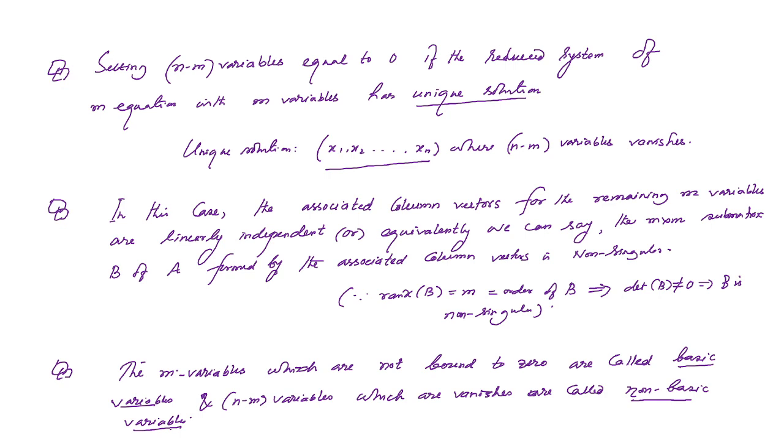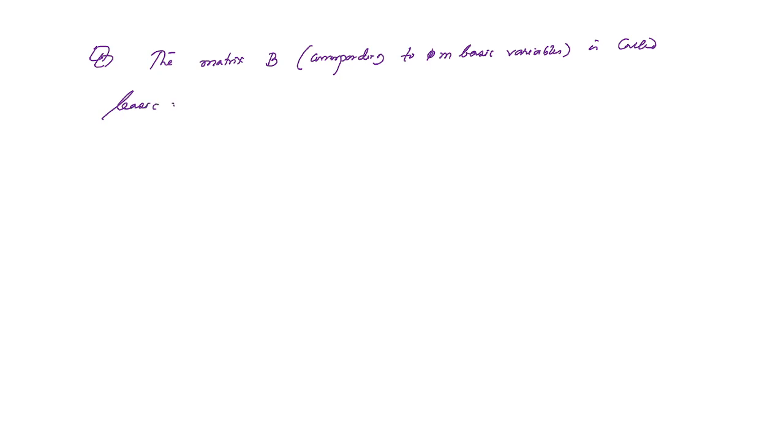Now, the matrix B corresponding to the basic variables is called the basic matrix. The matrix B corresponding to the m basic variables is called the basic matrix. And the columns of B, each column of B, is called basic vectors.